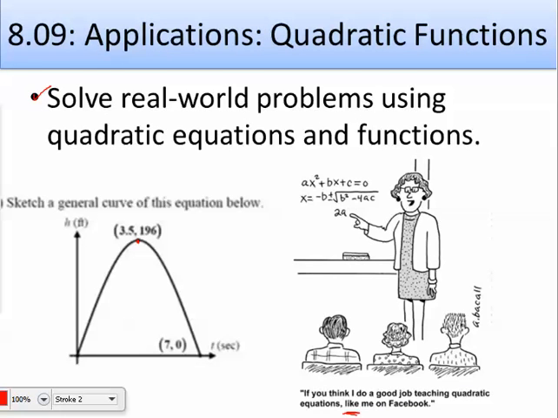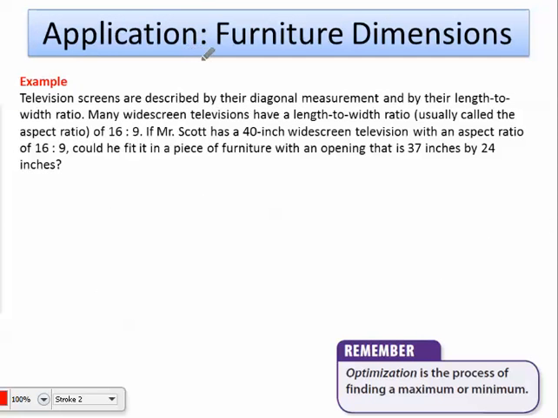That's what we're going to be looking at, is solving real world problems. Okay, so here's a real world application. Furniture dimensions. Television screens are described by their diagonal measurements, by their length to width ratio. That means the length divided by the width has a set ratio. Many of the widescreen TVs out there now have a 16:9 ratio. You notice how I wrote it as a fraction. 16:9. That means if we knew the width, it would be width times 16 divided by 9 would be the length.